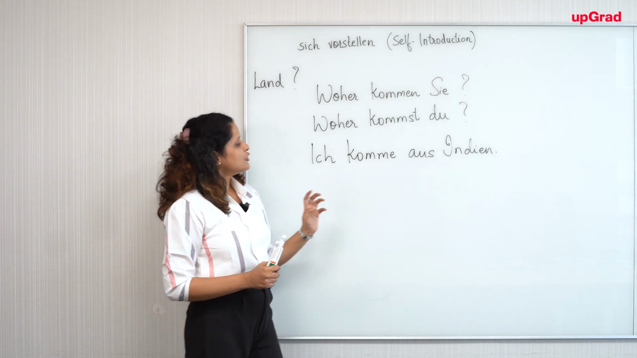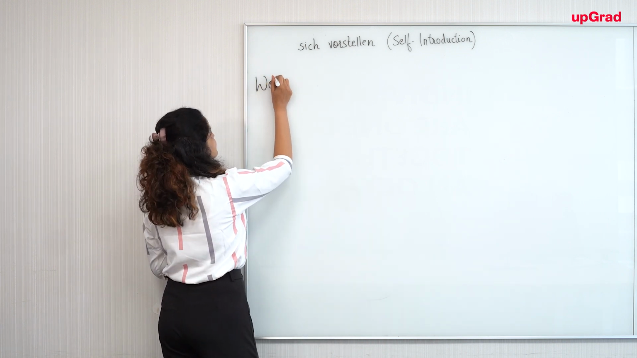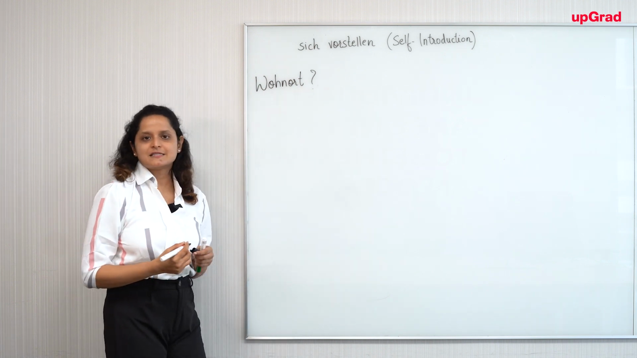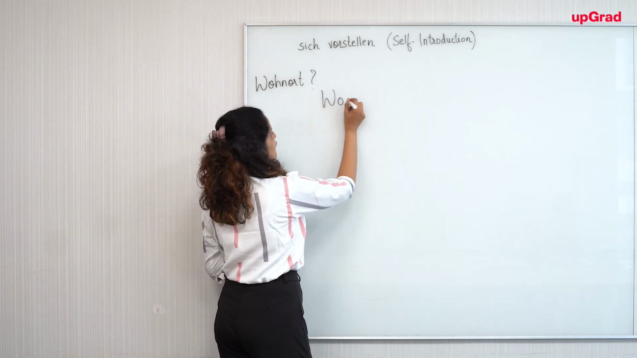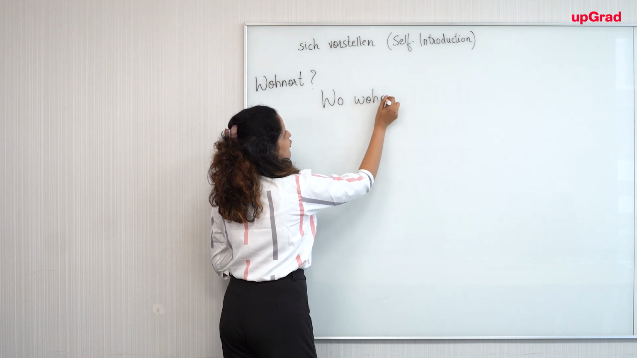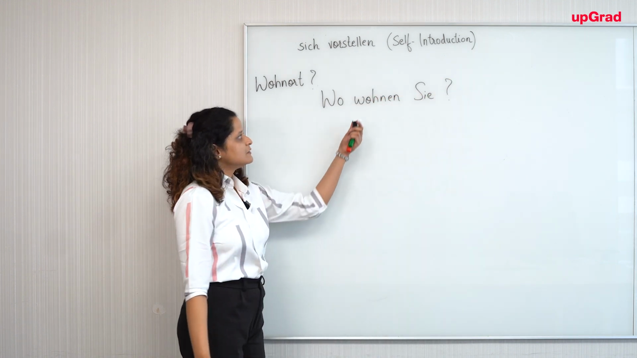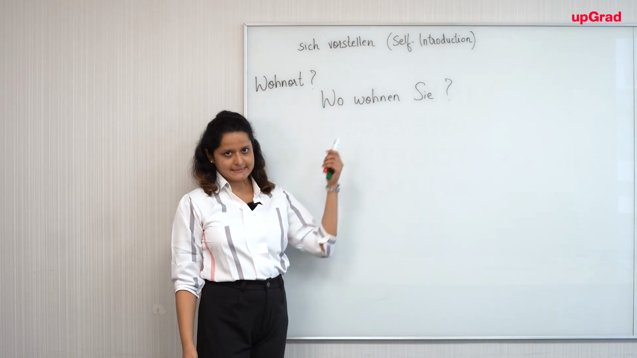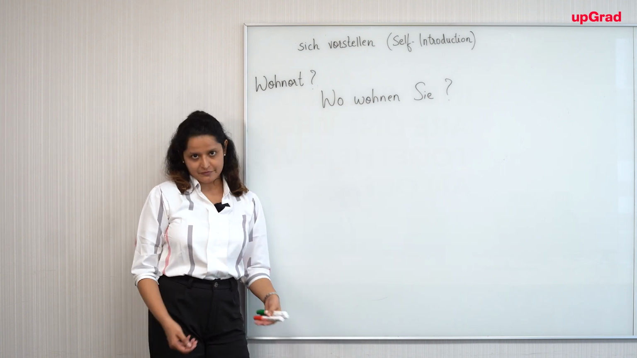Okay. The next pointer to our introduction is Wohnort, which means the place where you live. So the question will be wo wohnen Sie? Now this is a new verb that we see here. The verb is wohnen. So the question we have here is wo wohnen Sie? If you look at the verb wohnen, wohnen means to live.